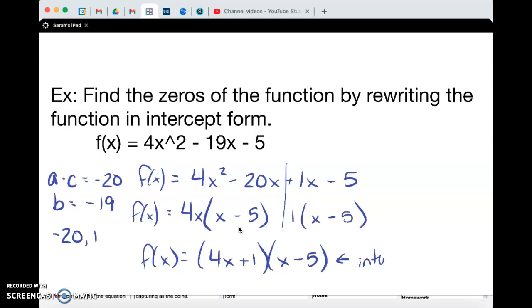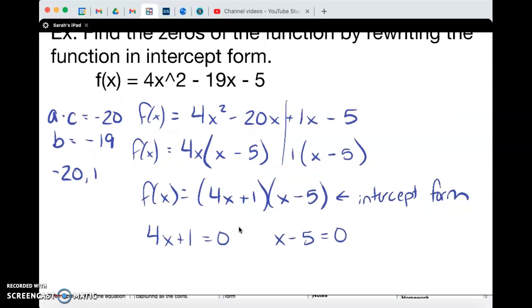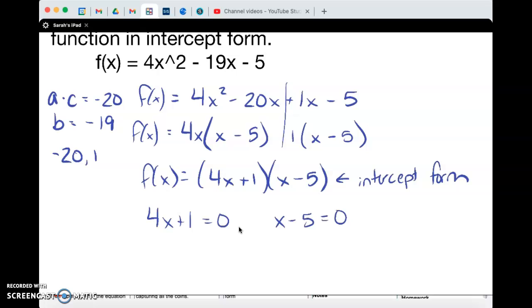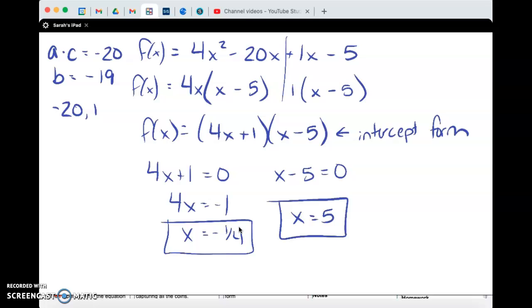So this is in intercept form, which is our goal. Since it's in intercept form, I can find the x-intercepts of the graph using the zero product property, setting each factor equal to 0. So 4x plus 1 equals 0. What x value do I get? Minus 1, 4x, negative 1/4. The fraction, yeah. And the other one, add 5. So those are my x-intercepts. If I was graphing this parabola, these would be the 2 points on the x-axis.